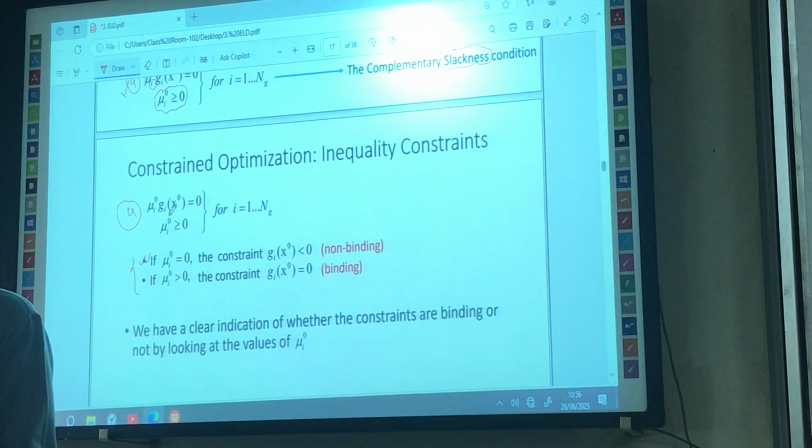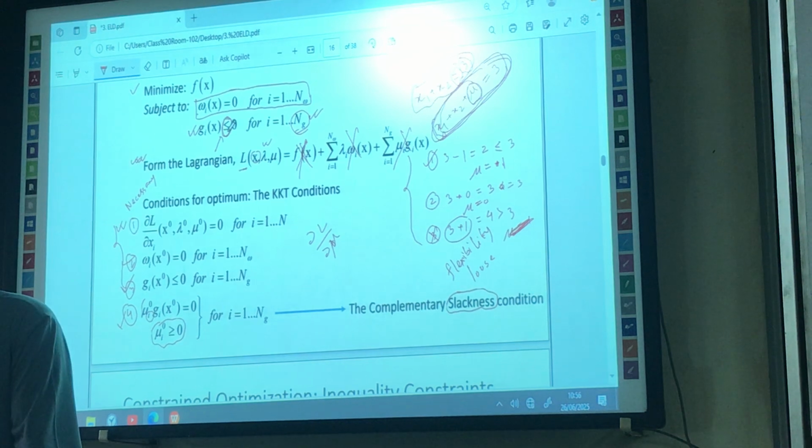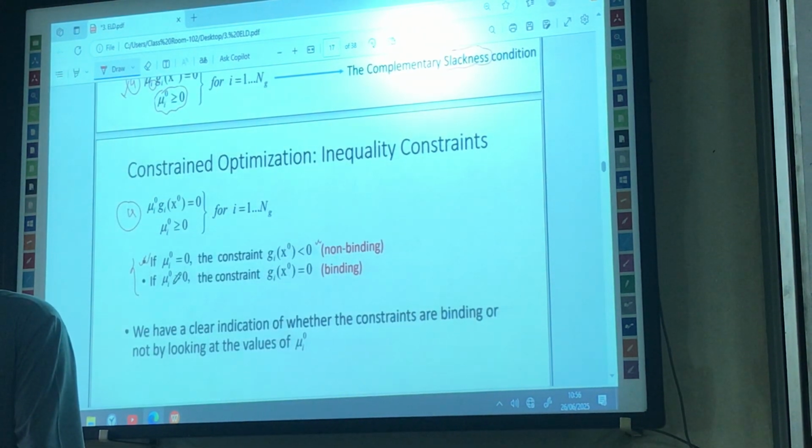Let's say this mu_i g_i(x) should be equal to 0, right? When the multiplication of these two is 0, at least one of these should be 0. That's why in the first condition, if mu_i is 0, g_i(x) will take a value less than 0. So this is the inequality constraint. Why less than? Because we are following the symbol less than or equal to 0, so at that time it will be less than. Whenever mu_i is greater than 0, the constraint g(x) will be 0. Have you understood this point?